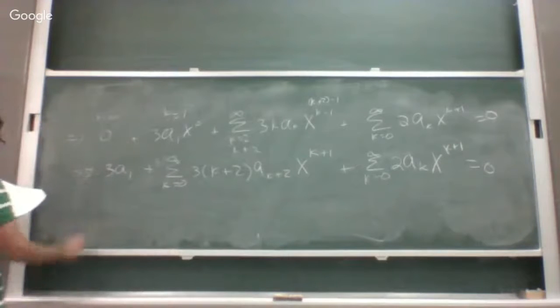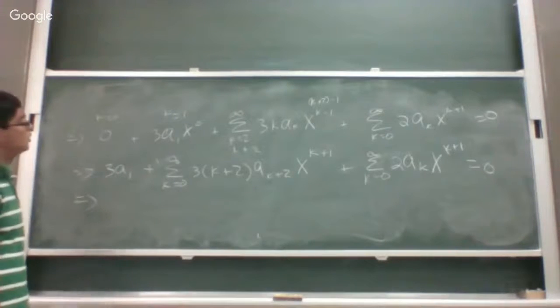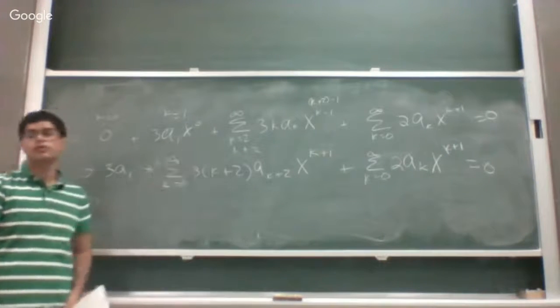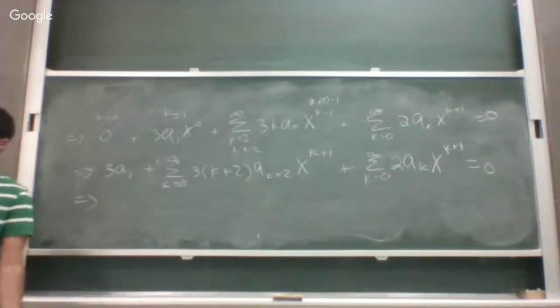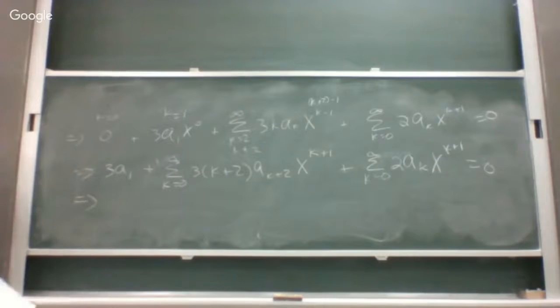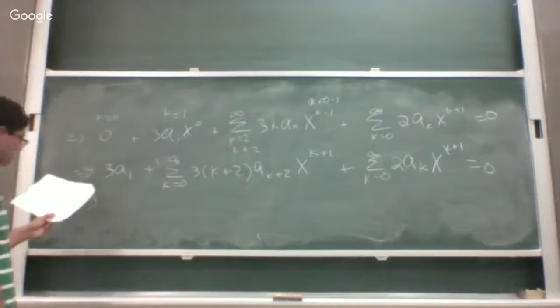Where did your x to the 0 go from your first step? X to the 0 is what? So you can just get rid of it, you don't have to. I mean, it's just a 1. And then we can combine the summations into one.